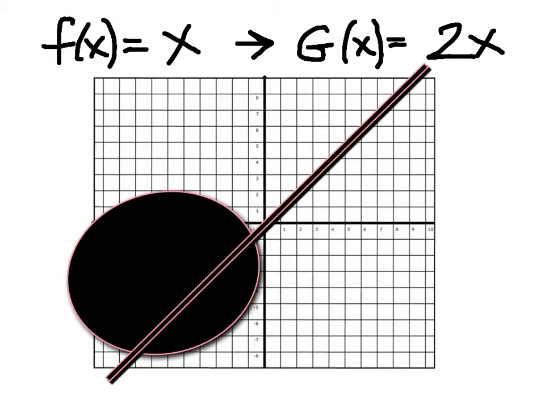Okay, for this one, f of x is still the parent function, but now you have a 2 in front of the x. Anytime you put a number in front of the x, what's going to happen is either a stretch or a compression. In this case, if you have a whole number, like 2, then that's going to make a vertical stretch.